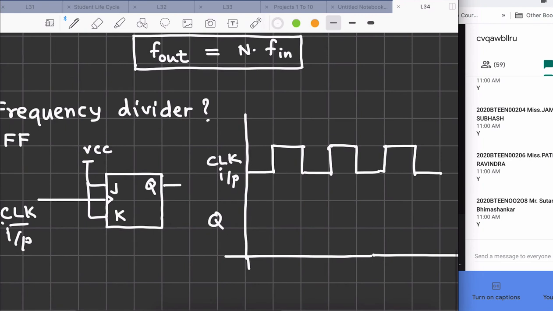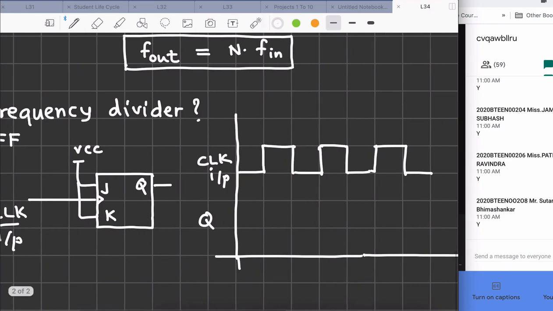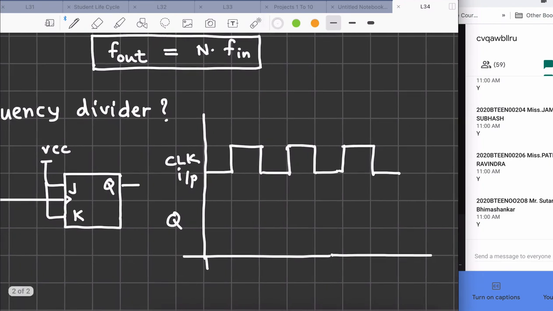Suppose the JK flip-flop is trailing edge, negative edge triggered, then there will be transition here, then transition here, then transition here, then transition here. So on this edge, the flip-flop will toggle. Are you understanding this?